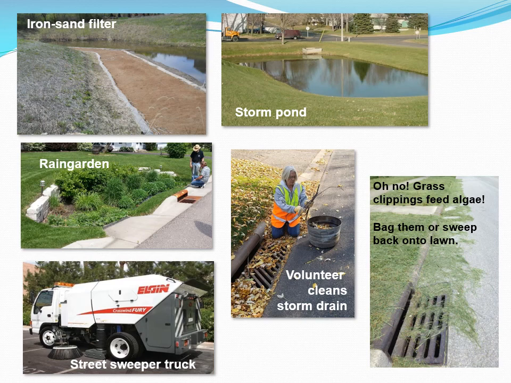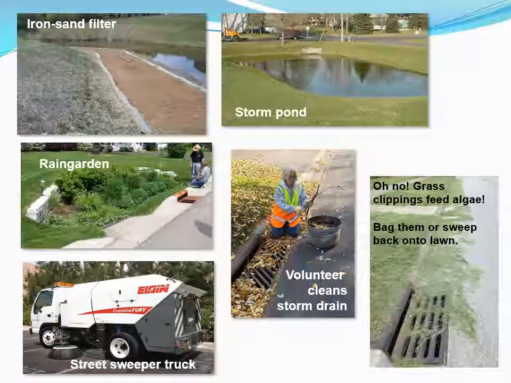This is especially good because it's collecting water directly off the street, so it will produce a better impact maybe than a backyard rain garden that's just collecting off a roof, but both kinds are helpful. And then you can see a picture of a street sweeper, a volunteer cleaning a storm drain, and then a bad situation where someone has blown grass clippings into the street. That's what we want to avoid.